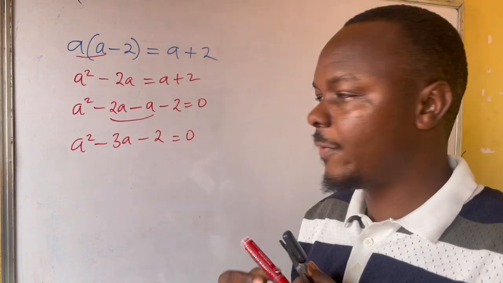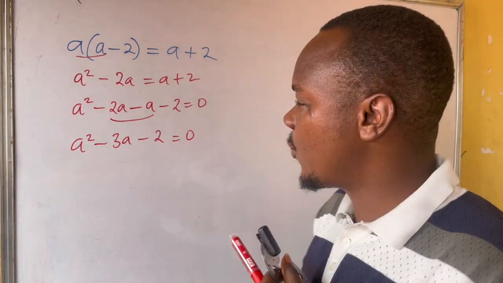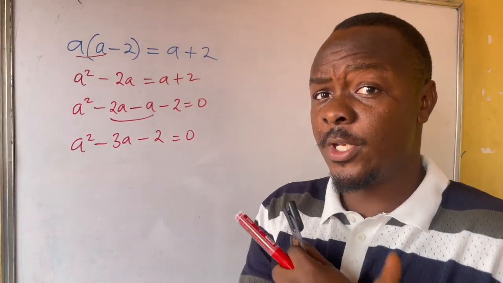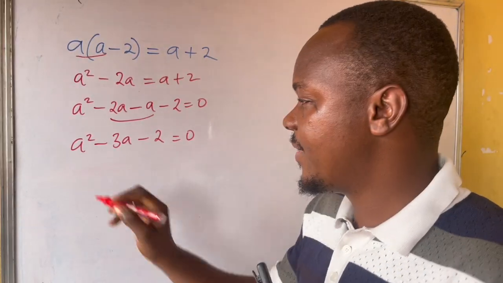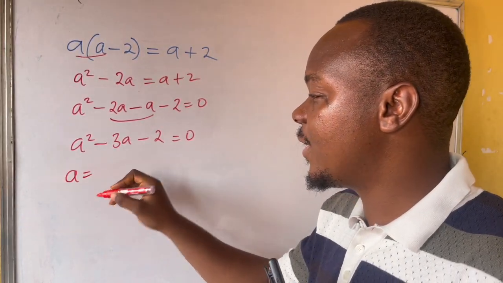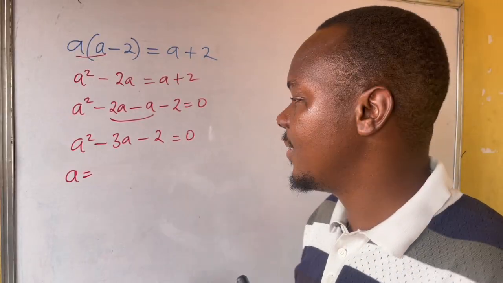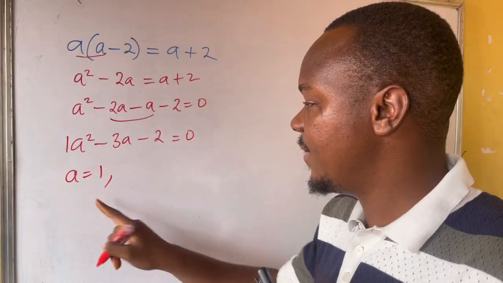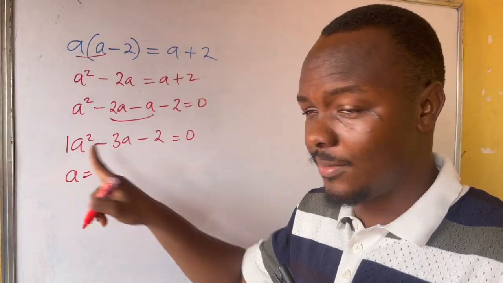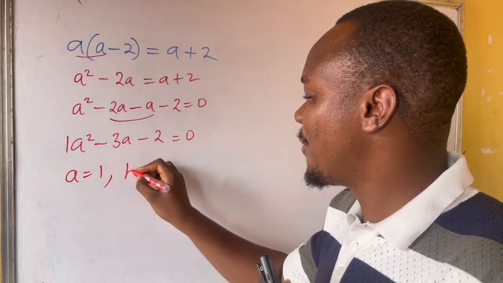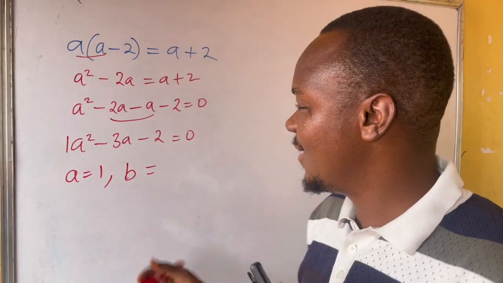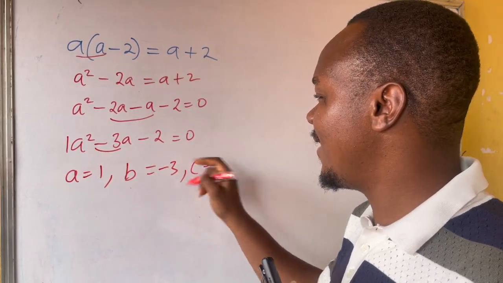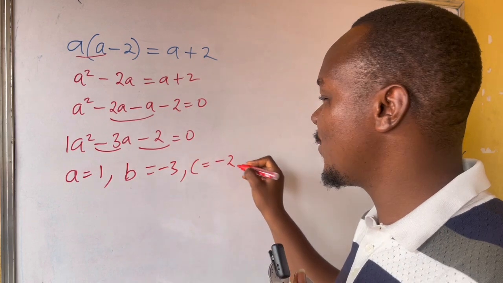So we use our quadratic formula. For our quadratic equation, we have a squared minus 3a minus 2 equal to 0. Now, don't get confused. Our first coefficient, we usually call it a, right? So the coefficient of this number here is 1. It's still a. Don't confuse this a with this a. Then the second coefficient, we usually call it b. So that's minus 3. Then our constant term is this value here, that's minus 2.